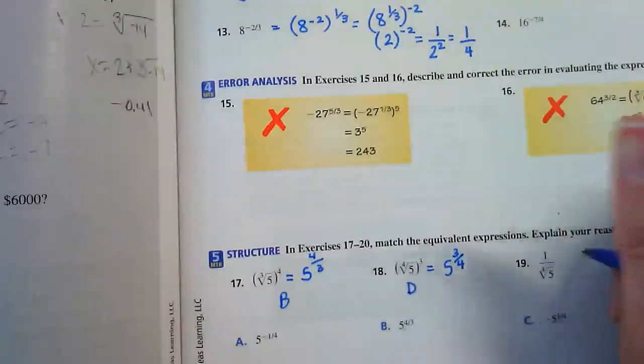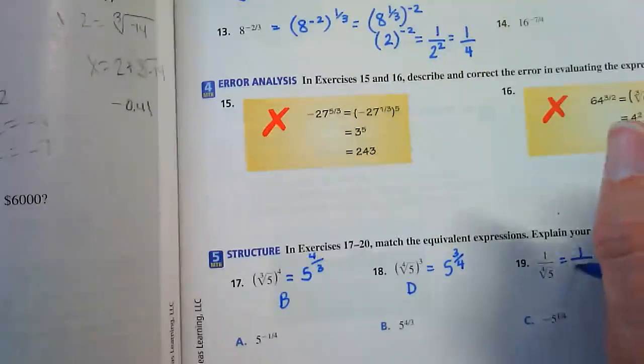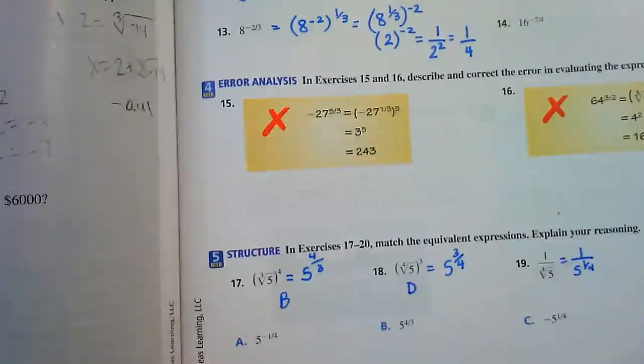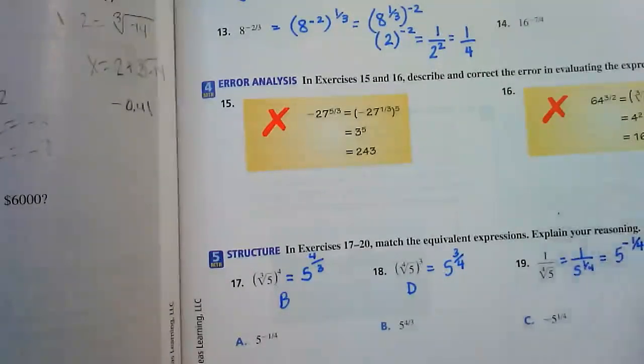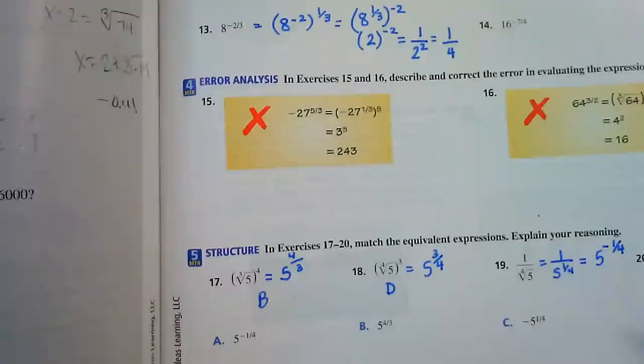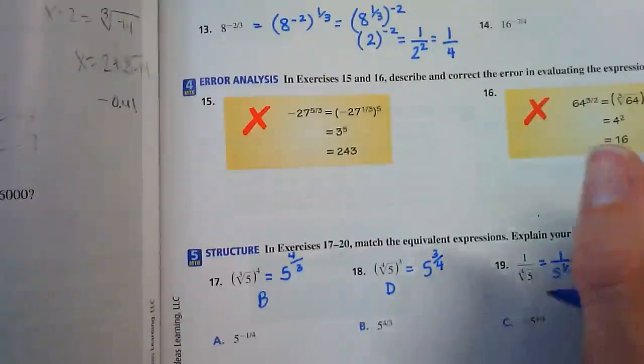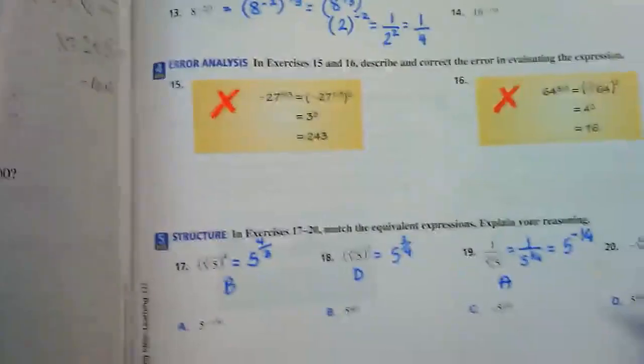For number 19, this is 1 over 5 to the 1/4. That's not any of my choices. So I have to work backwards. Since this is in the denominator, it means the same thing as if I had a negative exponent. So 5 to the negative 1/4, which is choice A.